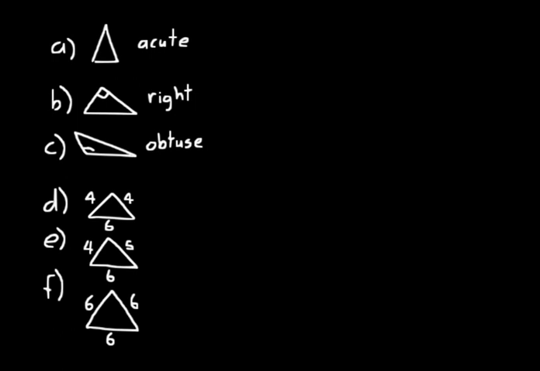In D, E, and F, classify those triangles according to their sides. So in D, you see two sides are the same length. That tells you it's an isosceles. Kind of a weird word, so try to spell that right. I-S-O-S-C-E-L-E-S. And then the second one is a scalene, because all the sides are different. And then the last one would be equilateral, because all the sides are equal. Equi means equal, lateral means sides, equal sides.